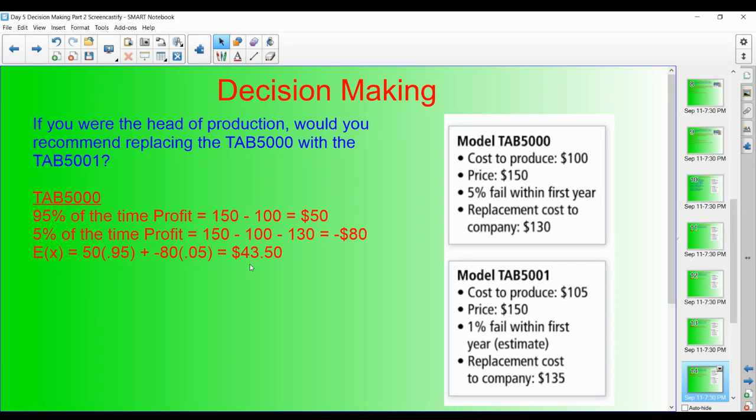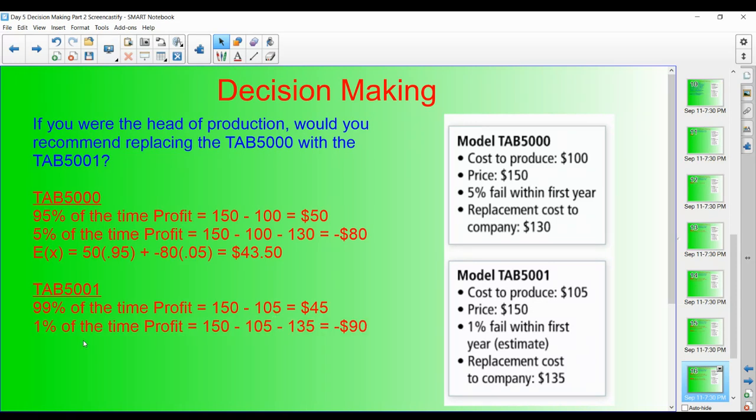Now the Tab 5001, I'm going to do the same thing, except this time it's 99% of the time, and I only make $45 profit because the cost to produce is higher. 1% of the time, it's going to cost me even more money because the cost to produce is higher and the cost to replace is higher. So 1% of the time, I'm going to lose $90, which is more than the $80, but it's less percent of the time. So let's see the expected value. In this case, it's $43.65. So in this case, my expected value is higher.